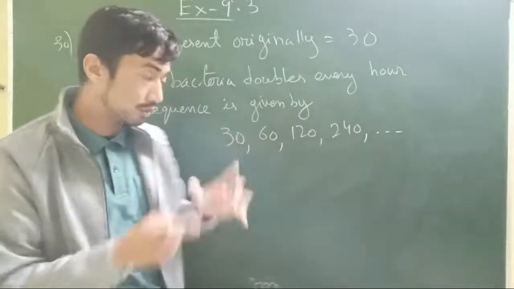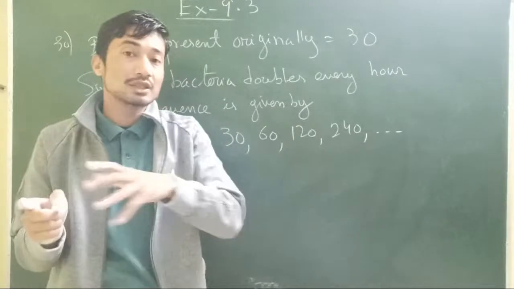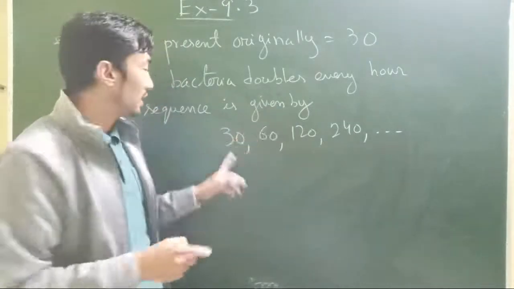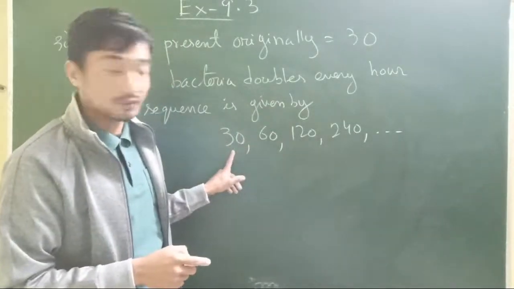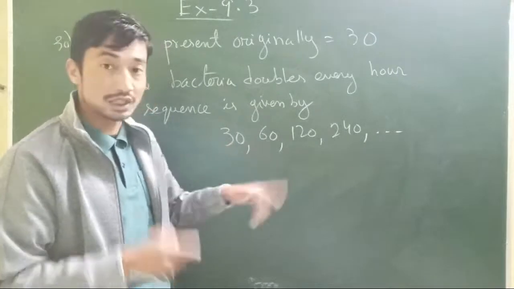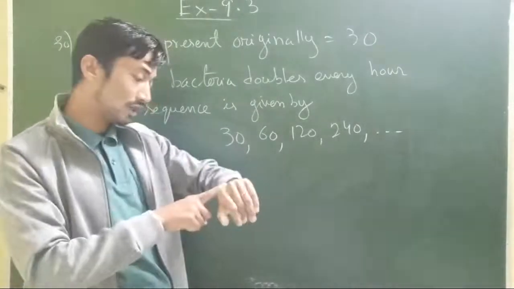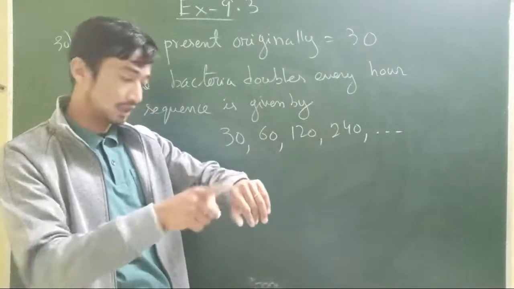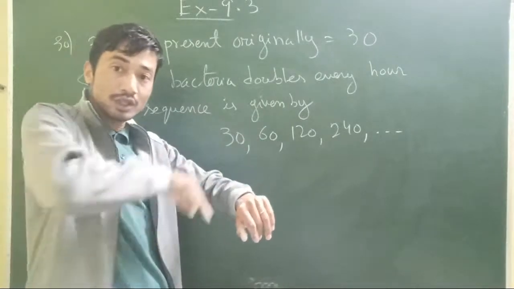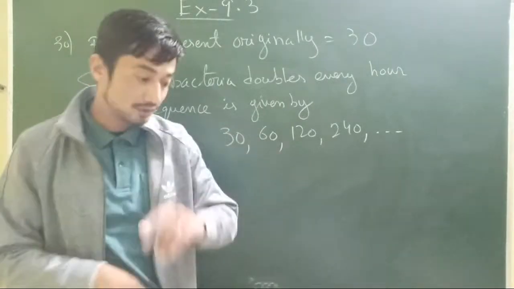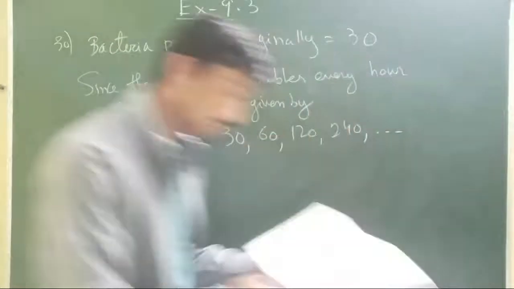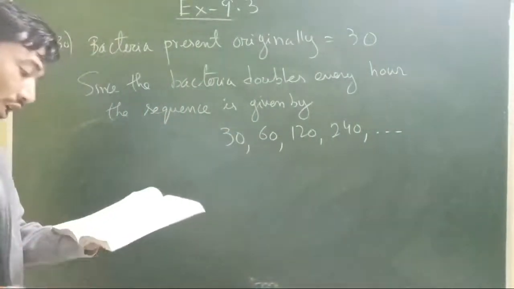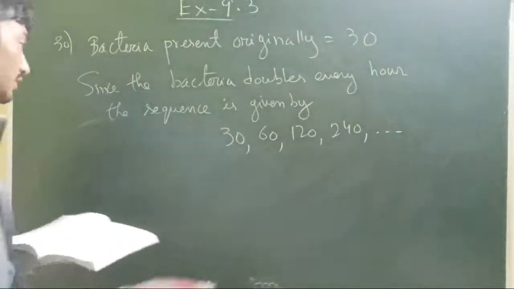So don't be confused, because most of the time students confuse this. The first hour, okay, that's 30? No, this is not after the first hour. After the first hour is 60. Initial, 0, 30. After that, we wait for 1 hour, and then see, it's 60. So that confusion should not be there. How many bacteria will be present? Anyway, this is the sequence.